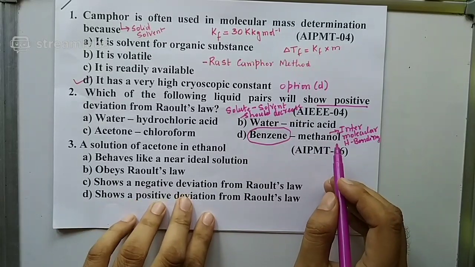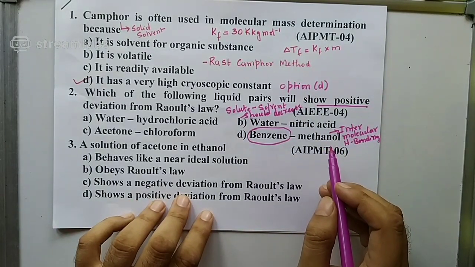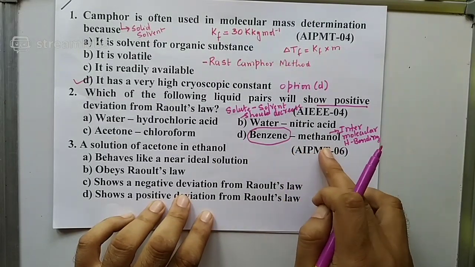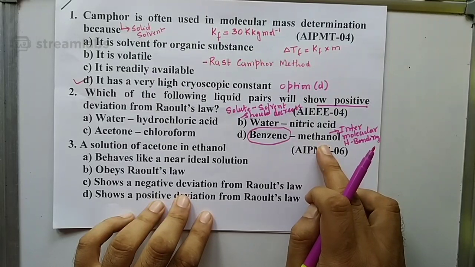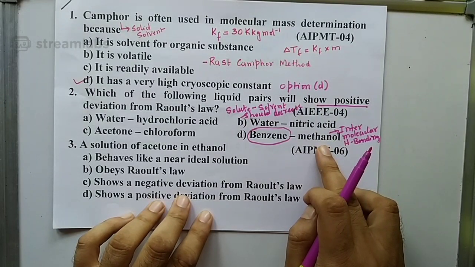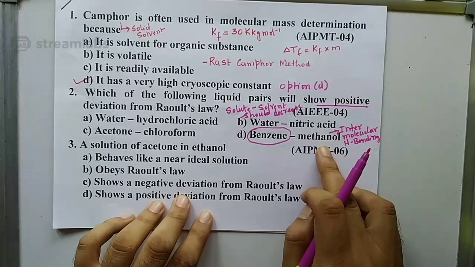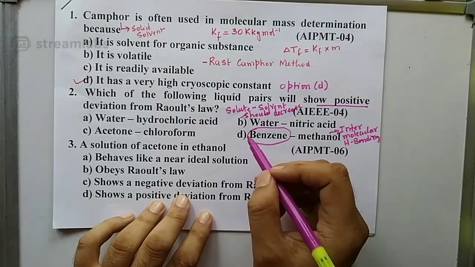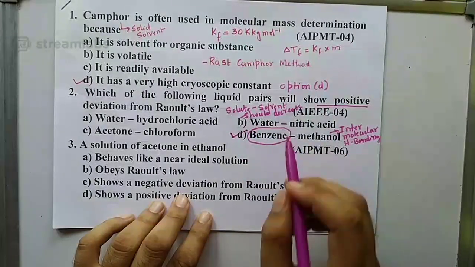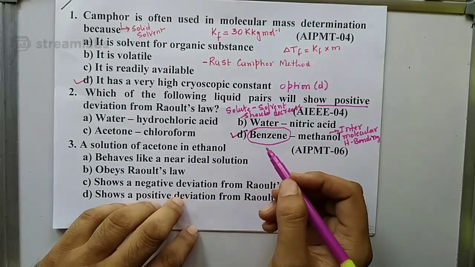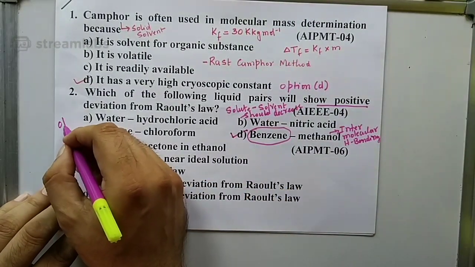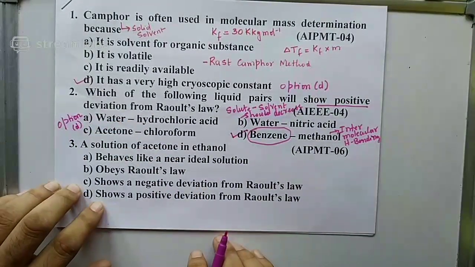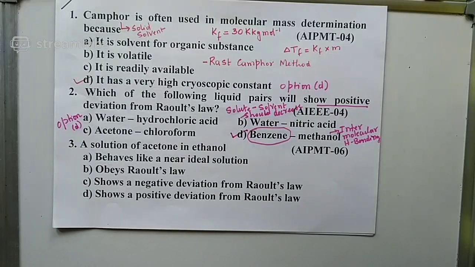When there is breaking of a stronger hydrogen bonding, the van der Waals interaction between benzene and methanol would be less than the intermolecular hydrogen bonding which is present in methanol. So definitely the magnitude of interaction is going to decrease. Therefore, when you take the mixture of benzene and methanol, that would become an example for a positively deviating solution. So what is the answer for the second question? It is option D. Option D is the answer for the second question. I think this point is clear, students.